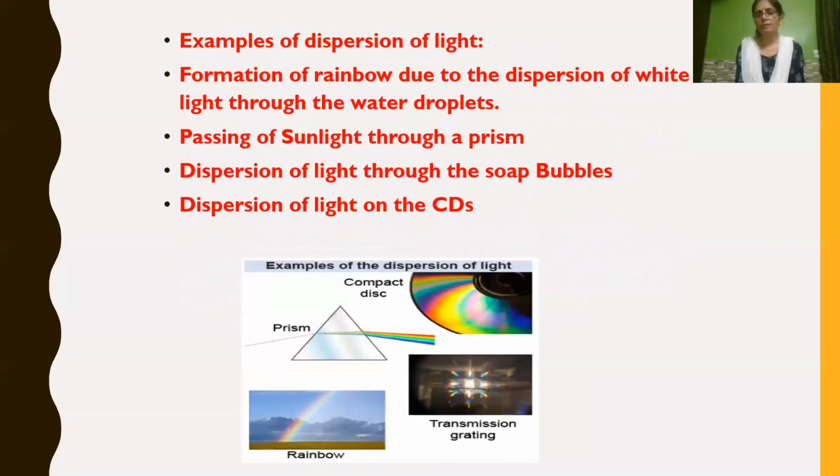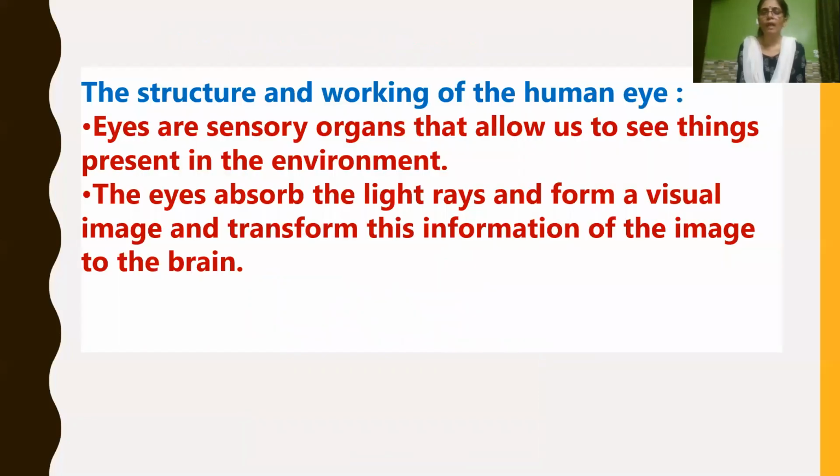And what are different examples of dispersion of light? Formation of a rainbow, that is dispersion of white light through water droplets. Then when sunlight passes through a prism, it splits into 7 colors. Then dispersion of light through soap bubbles, and also dispersion of light on CDs, that is compact discs. So these are different examples of dispersion of light we have learned. And now let's proceed further.